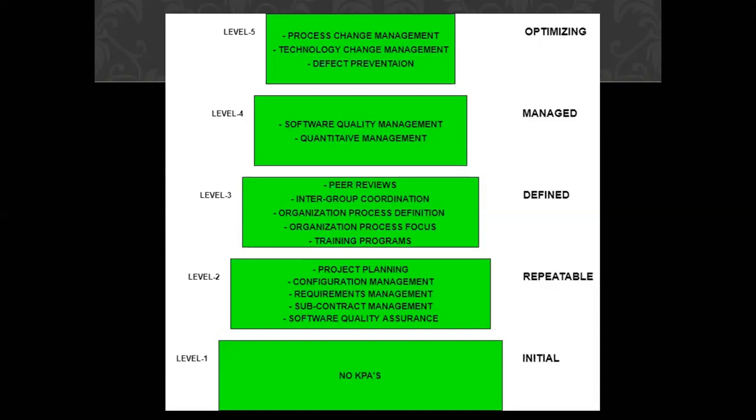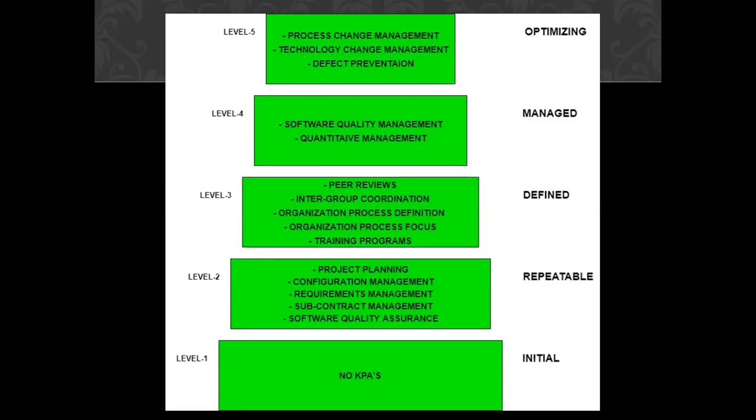Configuration management is another key process area for the repeatable level. The main part of configuration management is to focus on maintaining the performance of the software product. It can include its life cycle and its components. So that is the main purpose of configuration management: maintenance of performance.